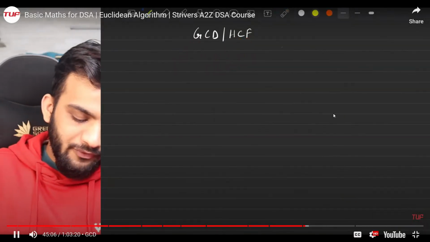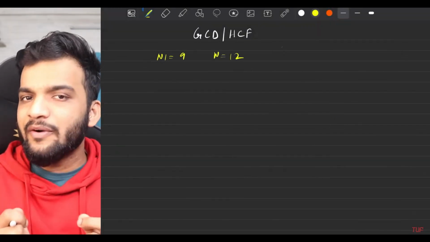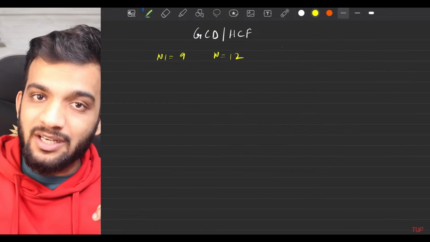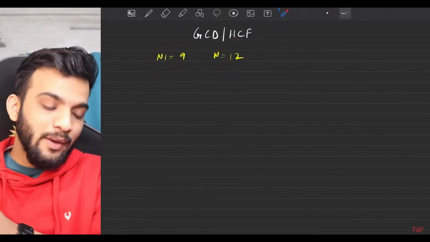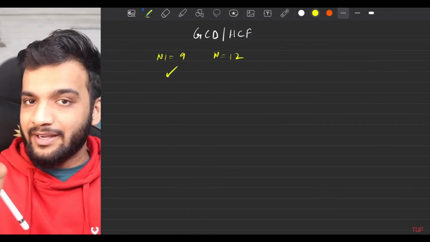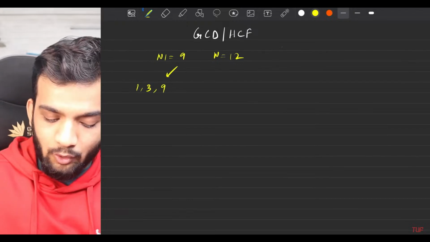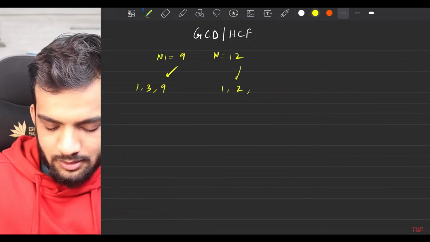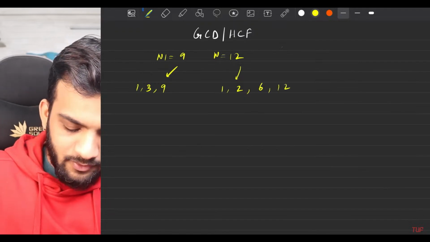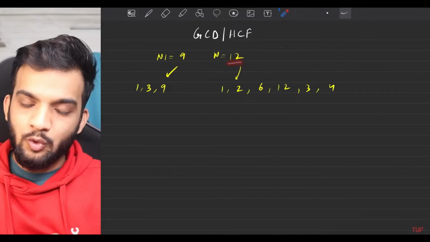Let me give you an example. If I give you two numbers, n1 equal to 9 and n2 equal to 12, you need to find the highest common factor or greatest common divisor that divides 9 and that divides 12. If I write down all the factors of 9, it is 1, 3, and 9. If I write down all the factors of 12, it is 1, 2, 3, 4, 6, and 12. And these are all the factors of 12.